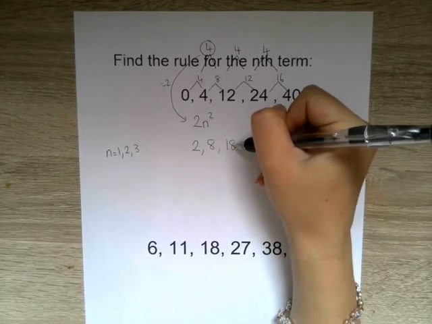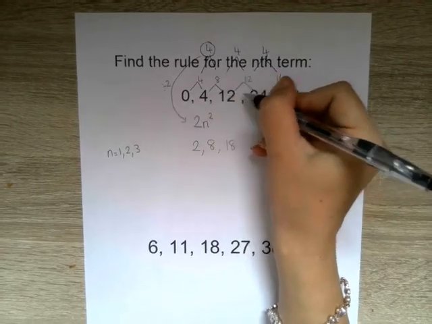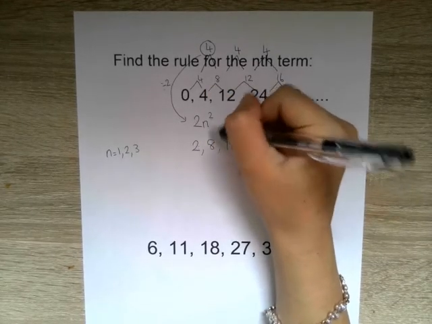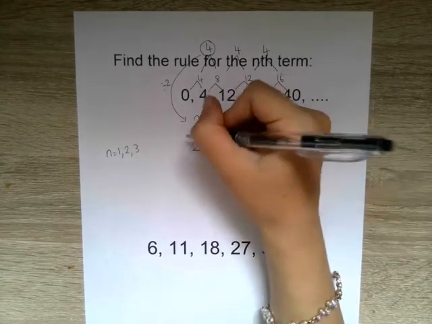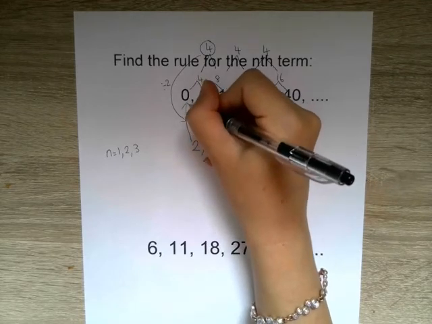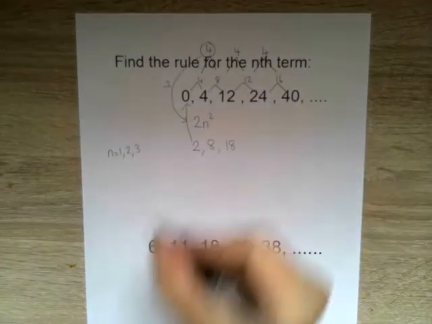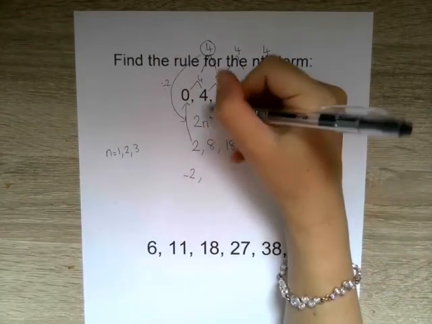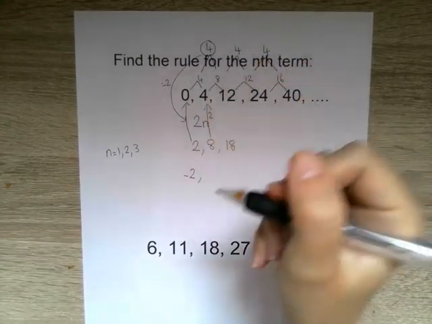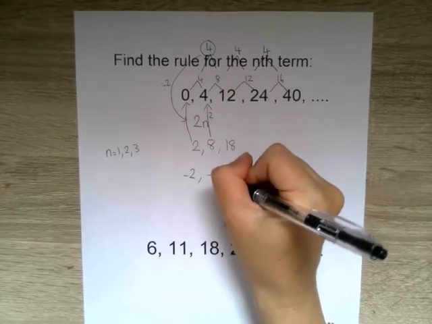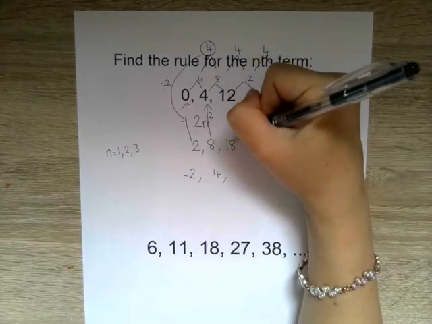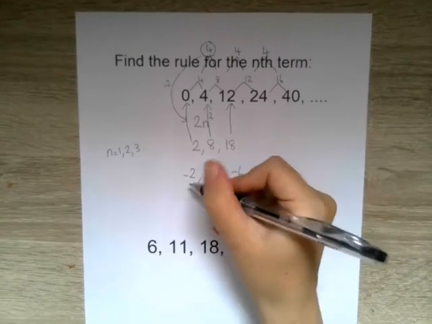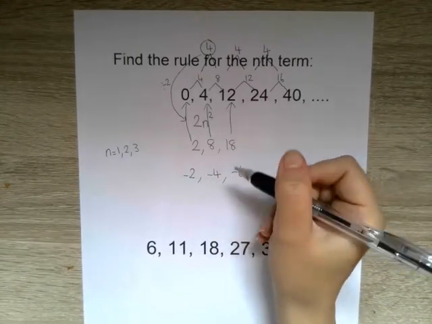Now we don't want this sequence, we want this sequence up here. So we need to say, well, how are we going to get from 2 to 0 and 8 to 4 and 18 to 12? So let's think about that. From 2 to 0, you'd have to take away 2. To get from 8 to 4, we would have to take away 4. To get from 18 to 12, we would have to take away 6. And you can see it's forming a new pattern here, a new sequence.